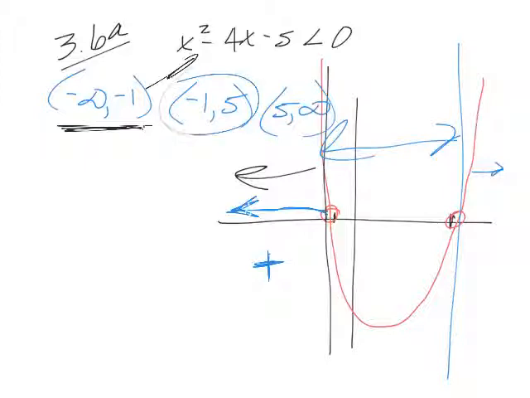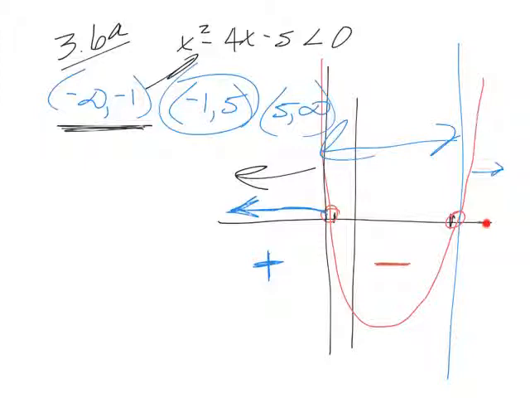So now I look at this interval, negative 1 to 5. I grab a number, probably the easiest one is 0, and I plug 0 into this equation, and when I do, it spits out a negative 5. That tells me that the sign in this interval between negative 1 and 5 is negative. And then I look and try to see a number greater than 5.